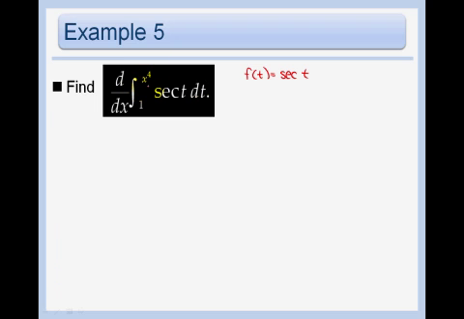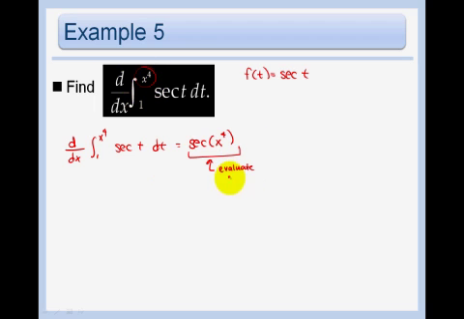So, in order to do this, I'm going to need to apply a chain rule. First, I'm going to evaluate it at wherever I am. So I'm just doing f of x to the 4th. And then I need to chain wherever I'm going to.